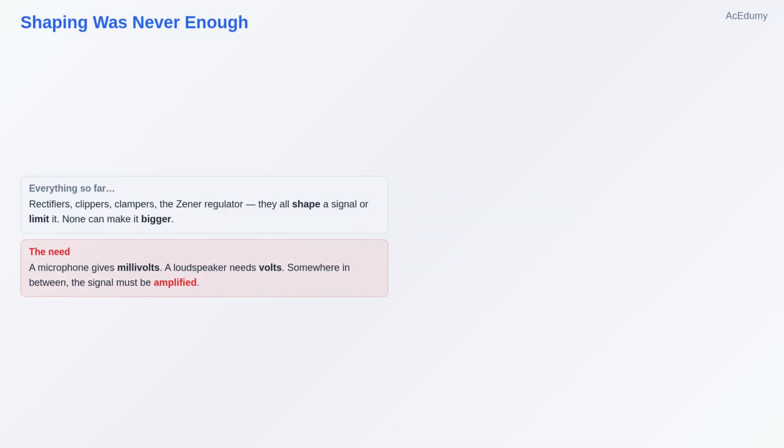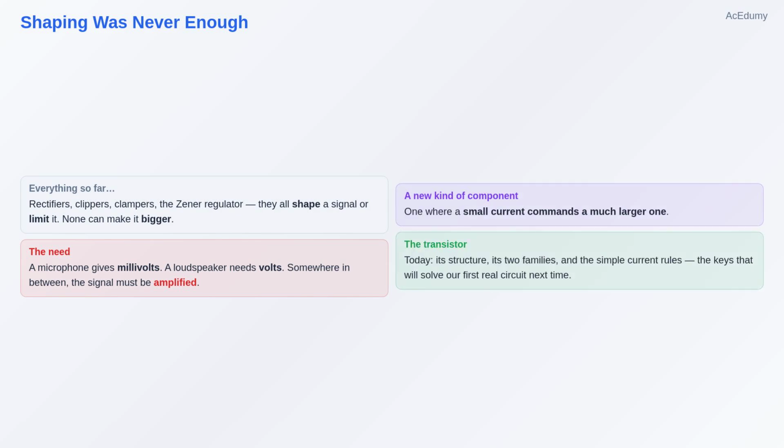Welcome back. Everything we have built so far, rectifiers, clippers, clampers, the Zener regulator, has one thing in common. They shape a signal or they limit it. None of them can make it bigger. But think of a microphone. It gives you a few millivolts, and a loudspeaker needs volts. Somewhere in between, the signal has to be amplified.